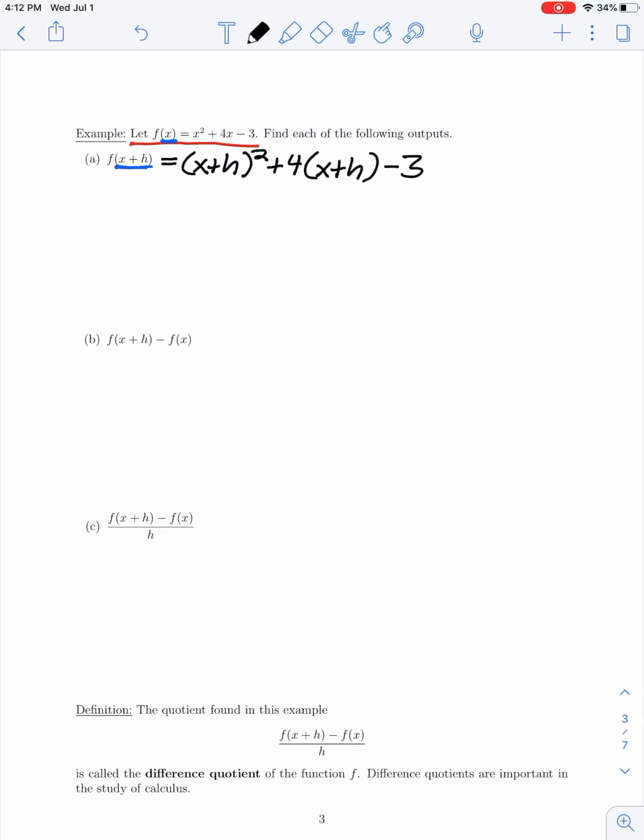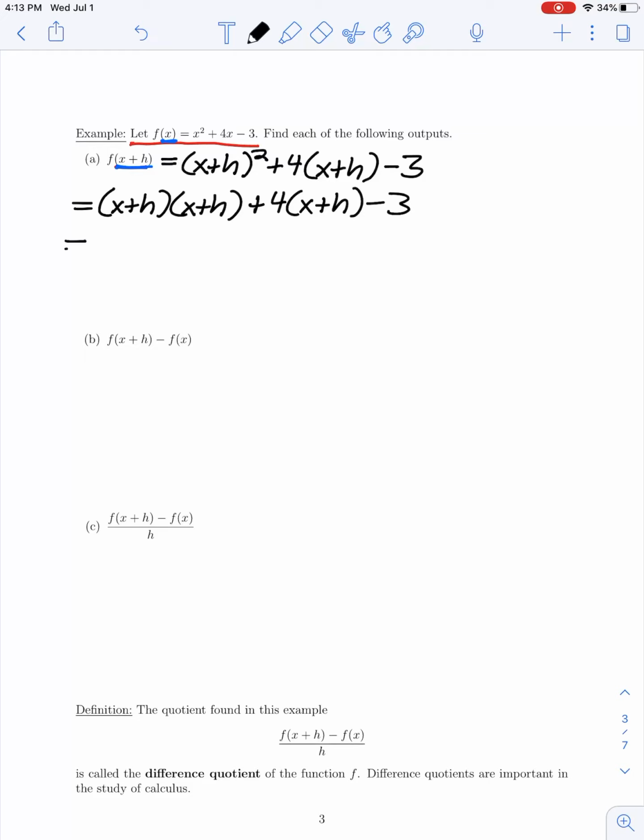Now we could leave it in this form, but we'll see in the next couple of parts in this example and later in chapter 11 that it's useful to simplify this expression. So let's write this out. Our first term, x plus h squared, well, that's the same as x plus h times itself. And then we have a plus 4 times x plus h minus 3.